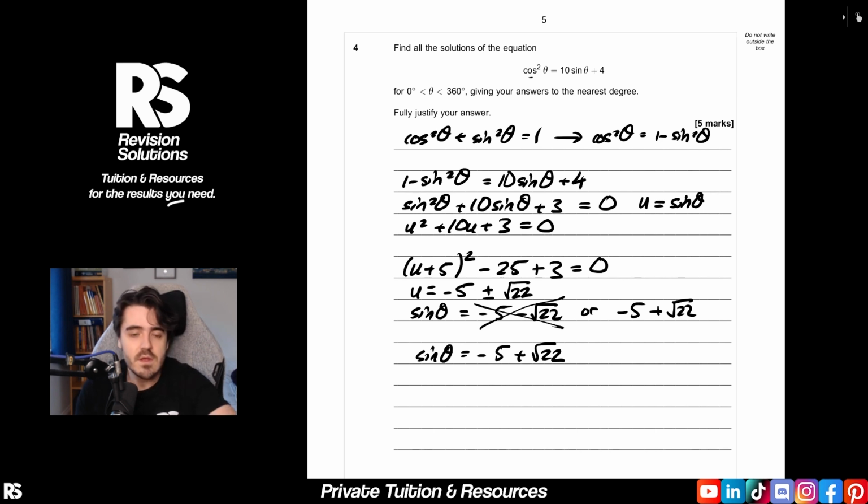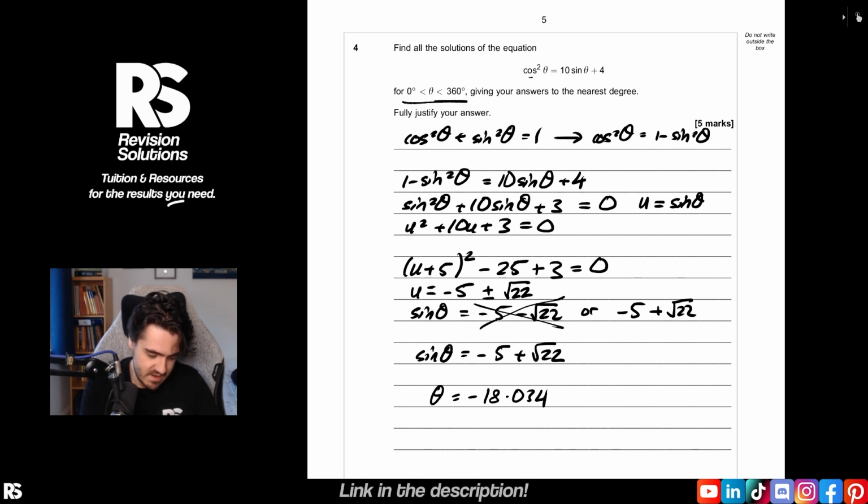And then to solve that, we're going to get our first solution from our calculator. So make sure your calculator's in degrees. We'll do inverse sine of minus 5 plus root 22. And the first value you're going to get in your calculator will be minus 18.034, which actually isn't in this range. So we need to go and find the solutions that are in the range.